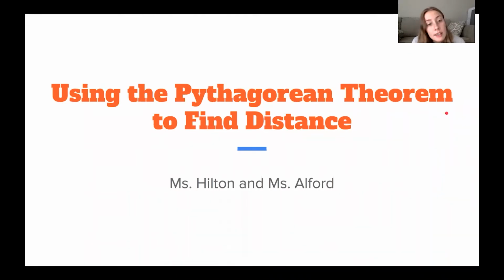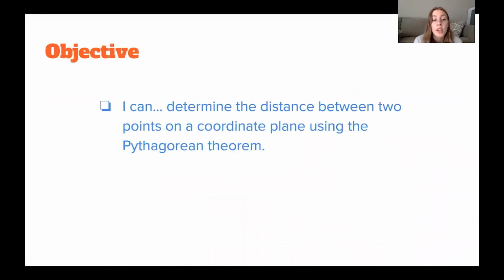So just like Mrs. Hilton just said, we are going to be using the Pythagorean Theorem to find distance. Our objective for today is: I can determine the distance between 2 points on a coordinate plane using the Pythagorean Theorem.